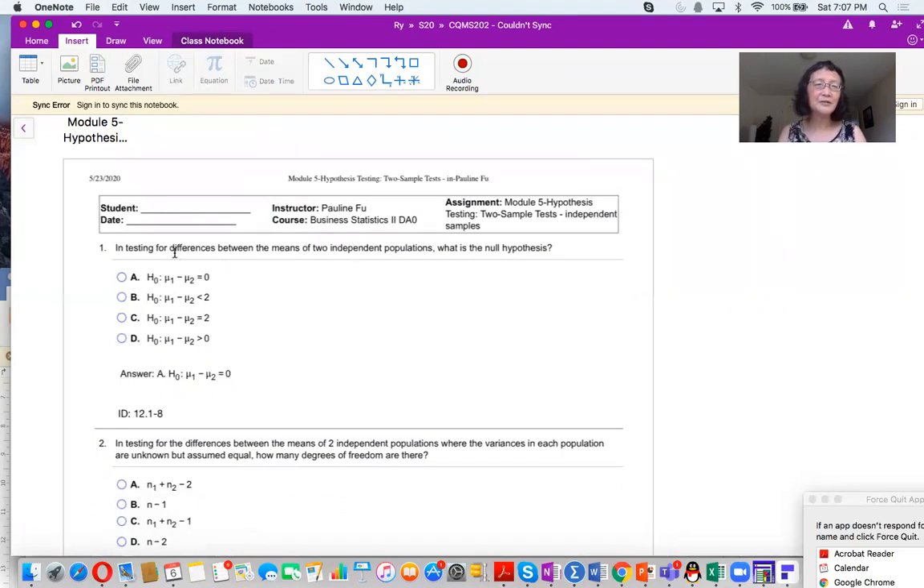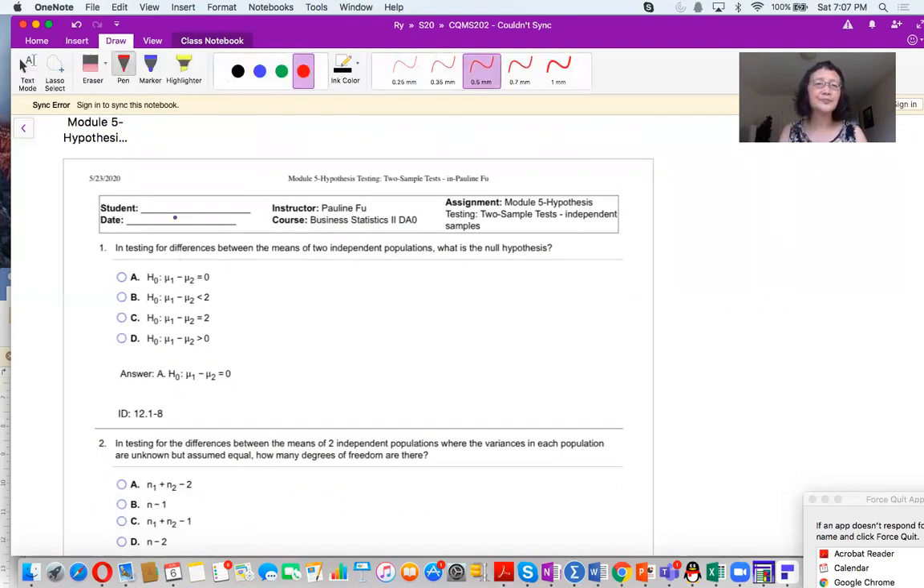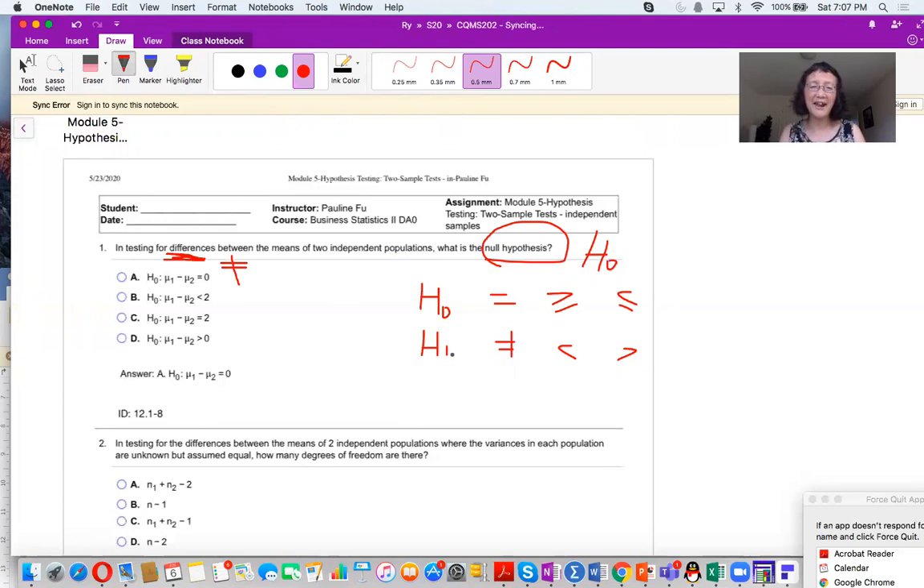See the keyword: difference. Difference means not equal. Okay, not equal. And where can you see not equal? Only H1 can have it, so this one is very important. Only H1 can have not equal or smaller or greater. H0 always has equal, greater equal, or smaller equal. But the question asks you about null, which is H0. The question does not ask you about H1.